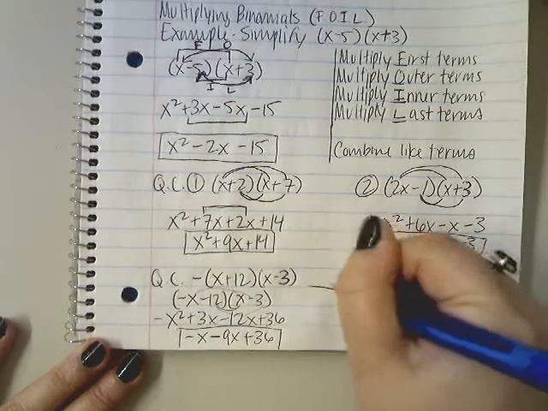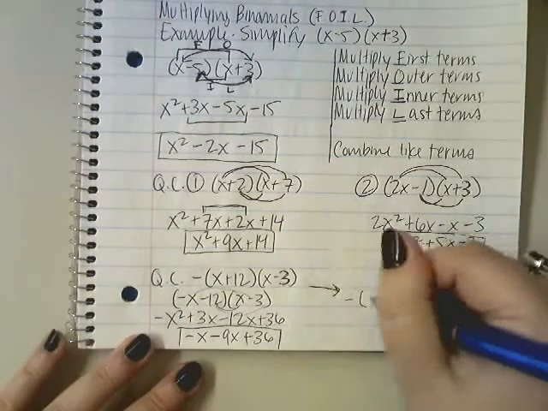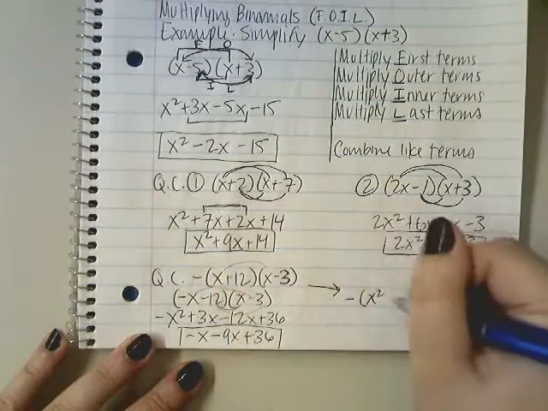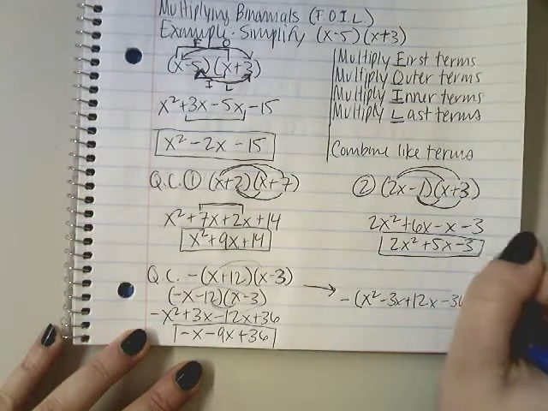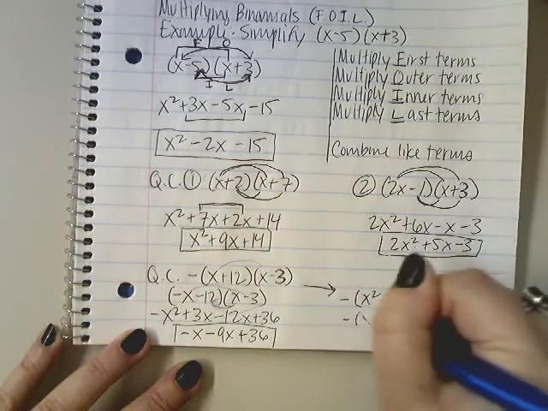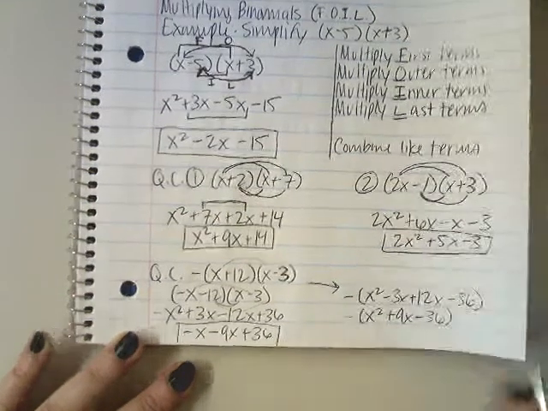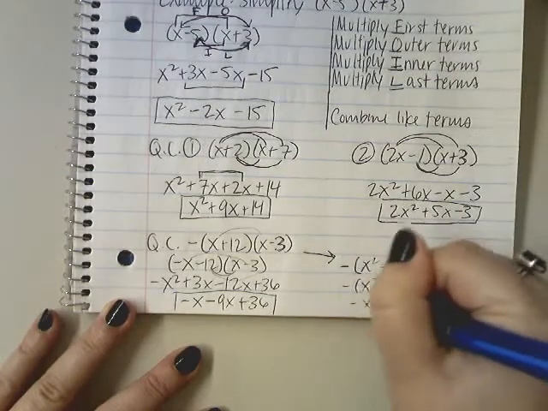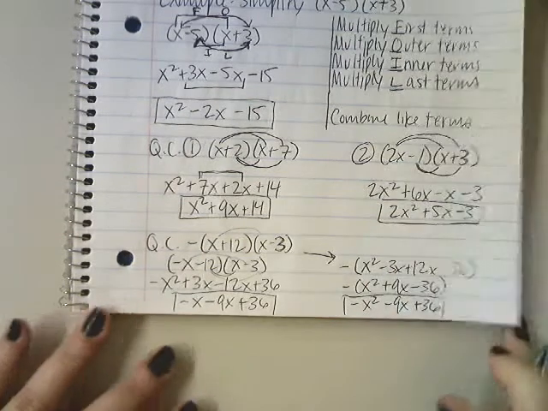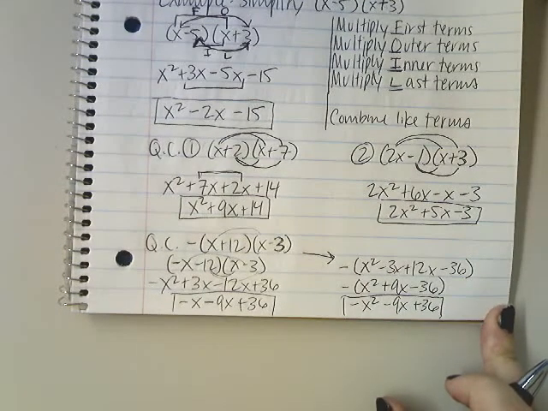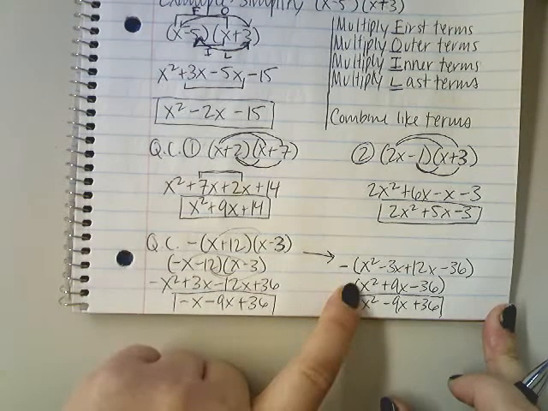If you prefer, you could also multiply your binomials first. If you just do your first, you get x squared. Do your outer, you get negative 3x. You do your inner, you get 12x. And your last, you get negative 36. Combine your like terms, you get x squared plus 9x minus 36, and then distribute your negative, and you get negative x squared minus 9x plus 36, which is the same solution. So it's not really any different than what we were doing before. You just multiply the negative in either as one of your first steps or your last step.